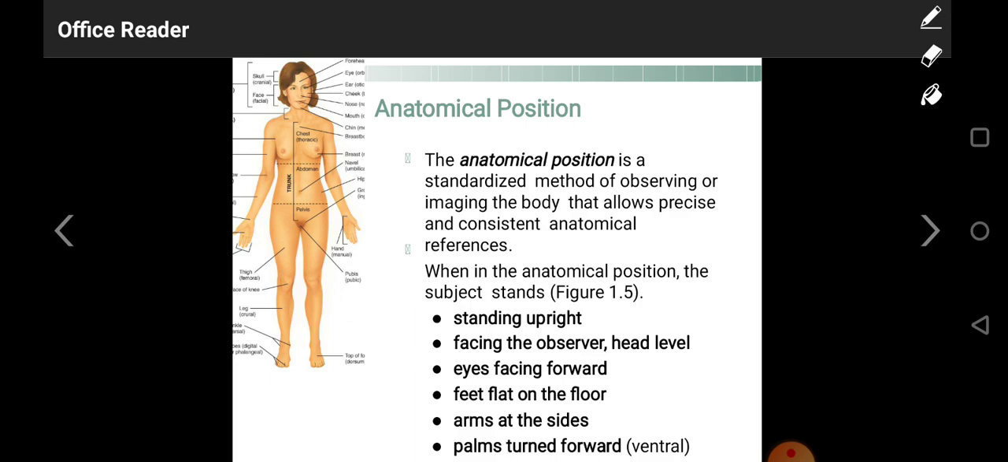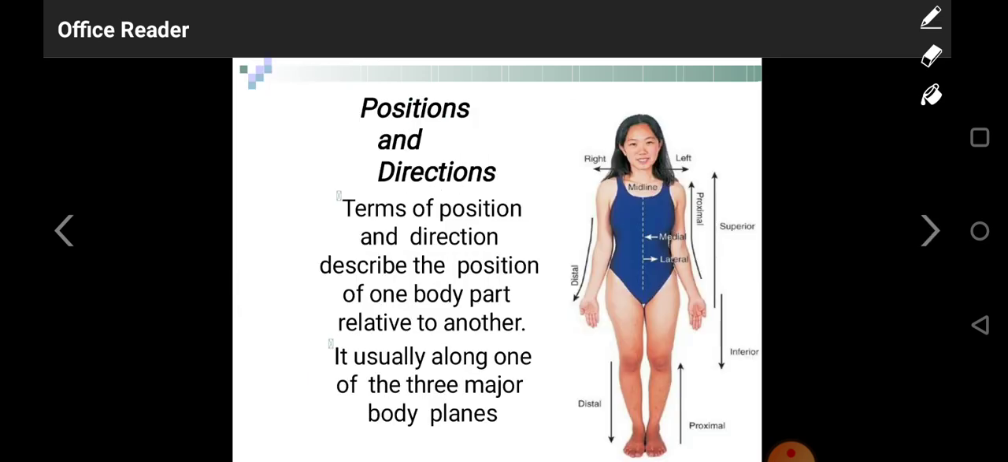The anatomical position is the standardized method of observing or imagining the body that allows precise and consistent anatomical references. When in the anatomical position, the subject stands straight, upright, facing the observer, head level, eyes facing forward, feet flat on the floor, arms at the sides, palms turned forward.